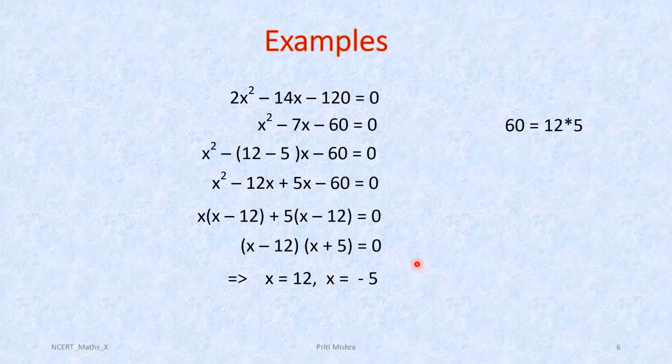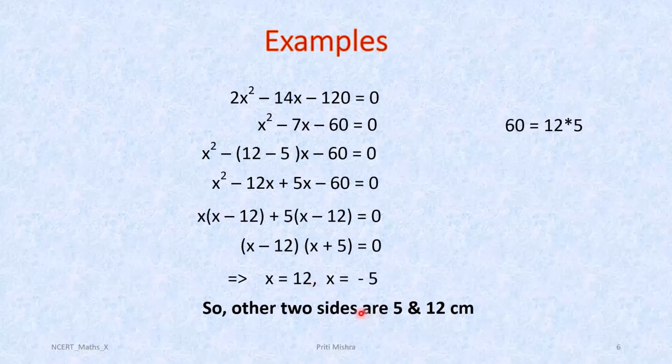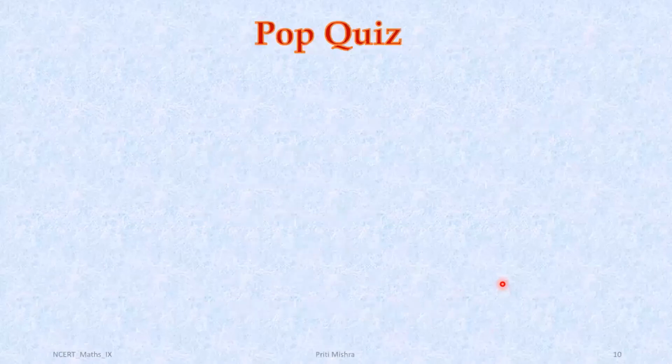Here we had to find out the base and hypotenuse. Hypotenuse was given as 13, base and altitude. Because negative measurement we can't consider for length, we will consider here x equals 12. So base is 12, then altitude will be 12 minus 7, that is 5. So the other two sides are 5 and 12 centimeters. So this is the answer here.